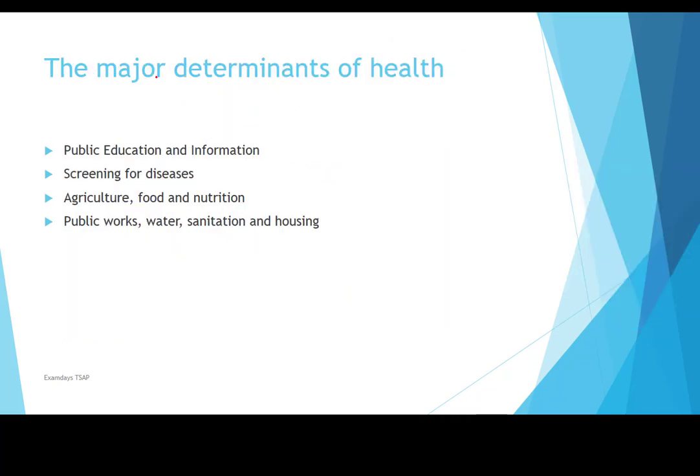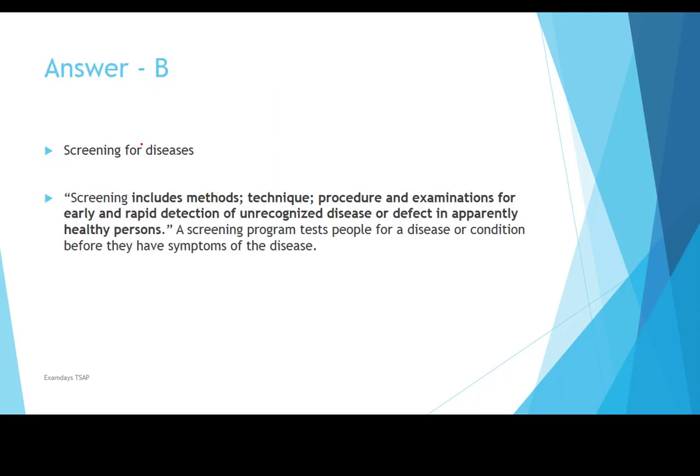Moving on to the next question. The major determinants of health is what? Option A, public education and information, B, screening for the disease, C, agriculture, food and nutrition, D, public works, sanitation and housing.